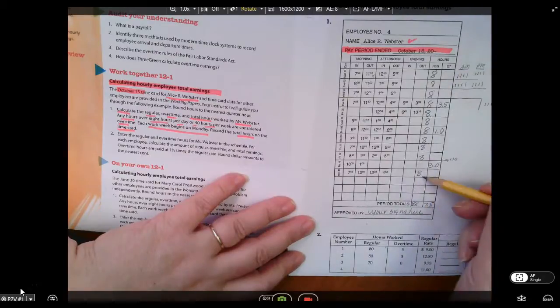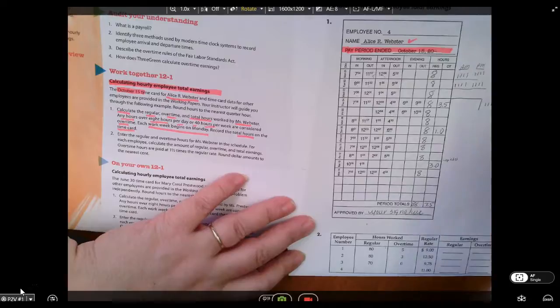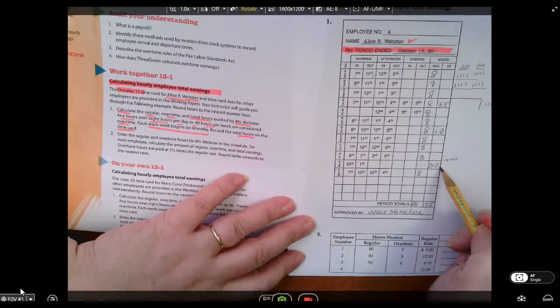8 hours through here gave her 88 total hours. Remember, for this time card, anything over 8 hours got put into overtime. Saturday, they must have told her they were paying her the 3 hours overtime. So she worked a total of 88 hours, and 7.5 of that was overtime.